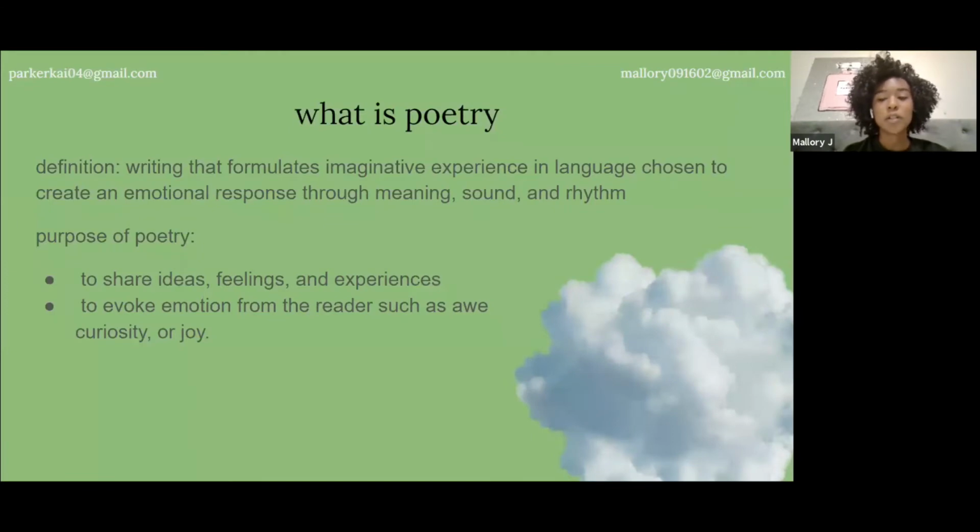So what is poetry? The definition of poetry is writing that formulates imaginative experience in language chosen to create an emotional response through meaning, sound, and rhythm. The purpose of poetry is to share your ideas, your feelings, and experiences, and to evoke emotion from the readers such as awe, curiosity, or joy.